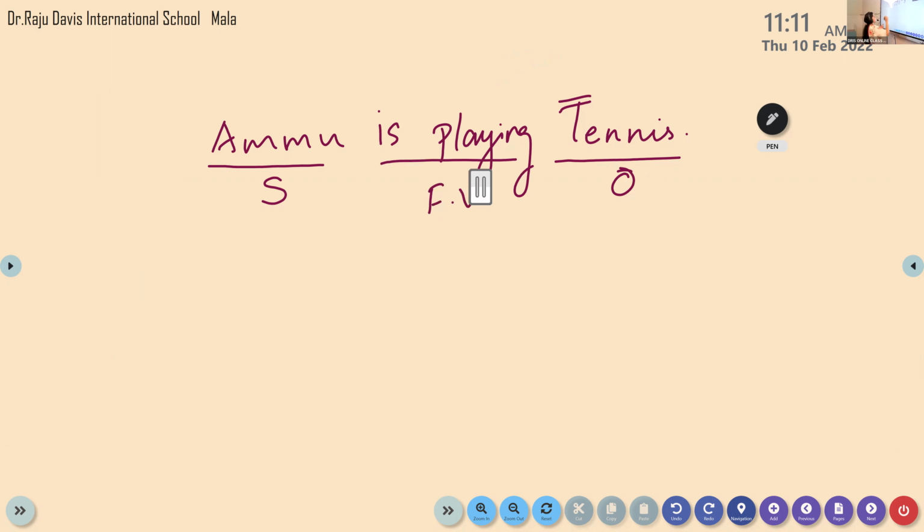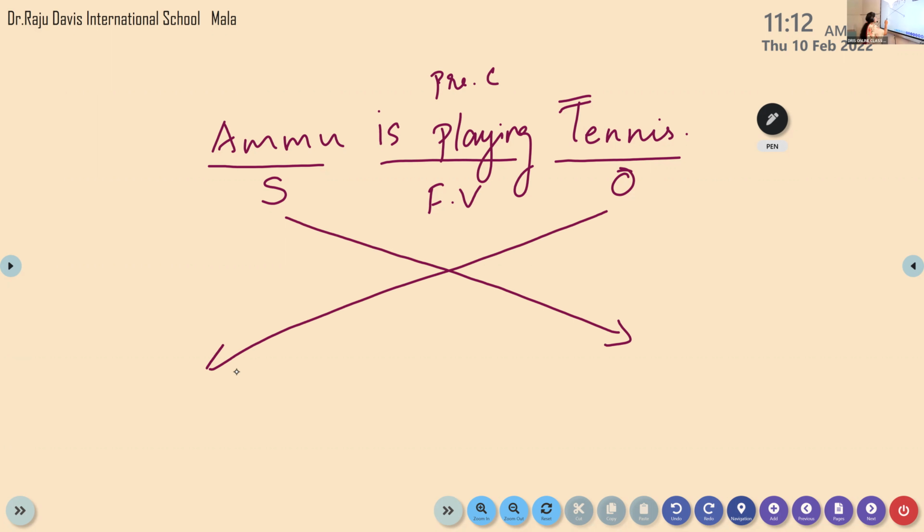Okay, finite verb. So, what is the tense of the sentence? Present continuous. It is written in present continuous form. Okay, so what is the next step? Now we should convert active voice into passive voice. So first we should interchange the position of the subject and object. So I should begin my sentence with tennis. Okay, tennis. And what is my next step?